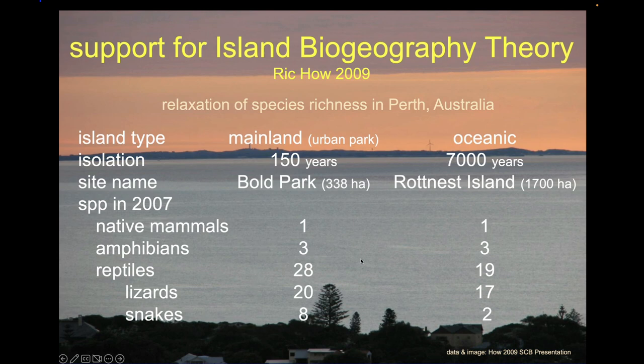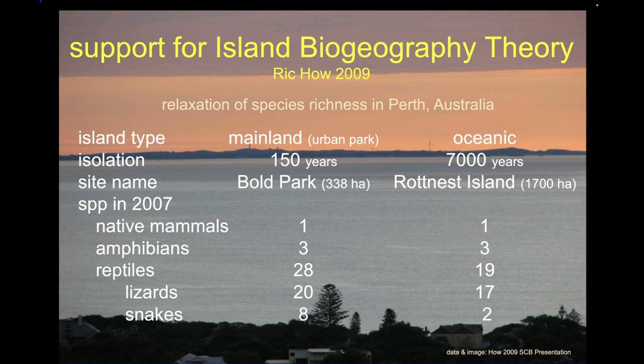Then these guys went to an offshore island and looked at the same kind of idea, of roughly the same area, and this is what they found. And I shouldn't say it's the same area. It's bigger, but in the grand scheme of things, they were trying to compare it as a model. So here we go. We have one native mammal, three amphibians, 19 reptiles, 17 lizards, two snakes.